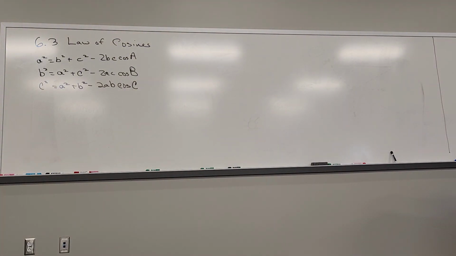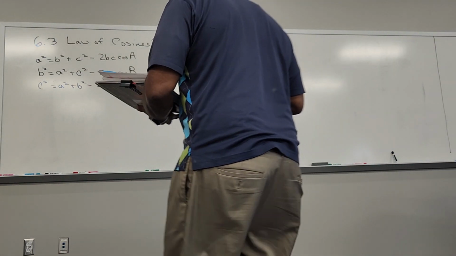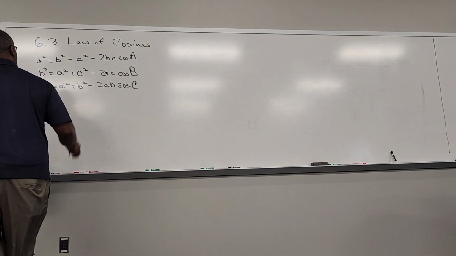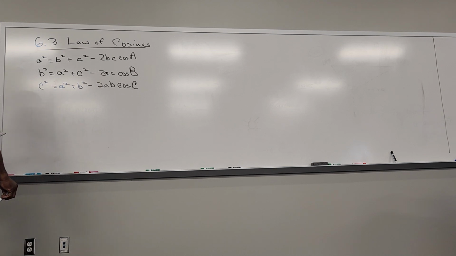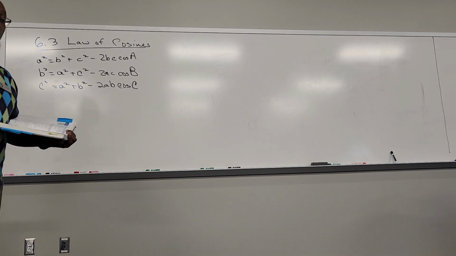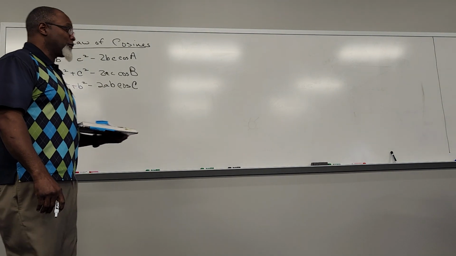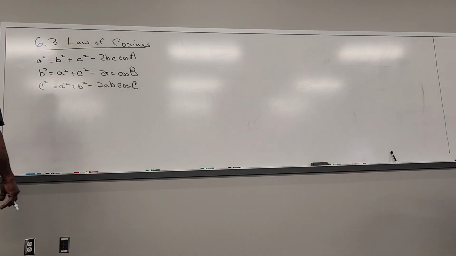Just making sure we can see all of it. So we're going to learn to solve triangles using the law of cosines. They give us some guidelines, and you can read this in your text. We're just going to do a couple of examples, and I think it'll be pretty straightforward. We'll use the law of cosines when we have oblique triangles and we can't use the law of sines.